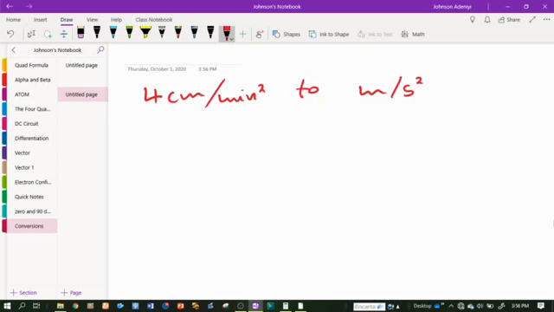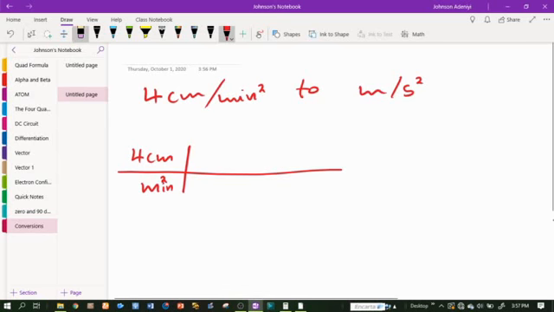That is acceleration. So you draw your line, you draw your table. So that is 4 centimeter, then you have your meter square, the denominator, minute square.